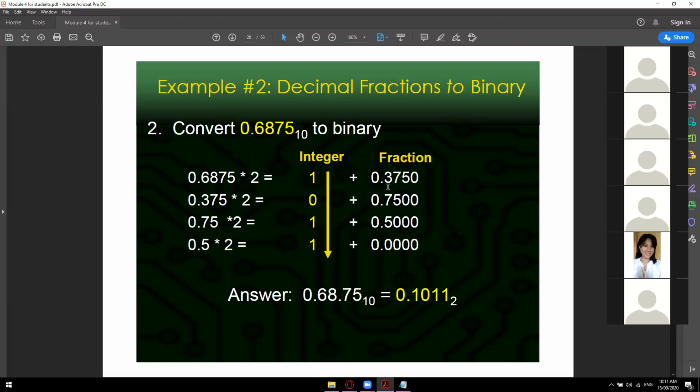And then 0.3750 times 2, you will get 0.75. Okay? And then 0.75 times 2, you'll get 1.5 or 1.50. And then 0.5 times 2, of course, 1 na to. And then 0 na yung fraction natin. So again, kapag 0 na ulit yung fraction natin, then that's the time that you will stop multiplying. So kung ano man yung nakuha niya sa integer, then get it from top to bottom. 1, 0, 1, 1. And then do not forget to put the 0 point something. So 0.1011 base 2.